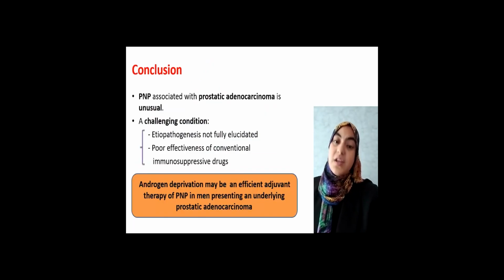So in conclusion, paraneoplastic pemphigus associated with prostatic adenocarcinoma is unusual. It is a challenging condition because its etiopathogenesis is not fully understood and because of the poor effectiveness of conventional immunosuppressive drugs. Androgen deprivation may be an efficient adjuvant therapy of paraneoplastic pemphigus in men presenting an underlying prostatic adenocarcinoma.